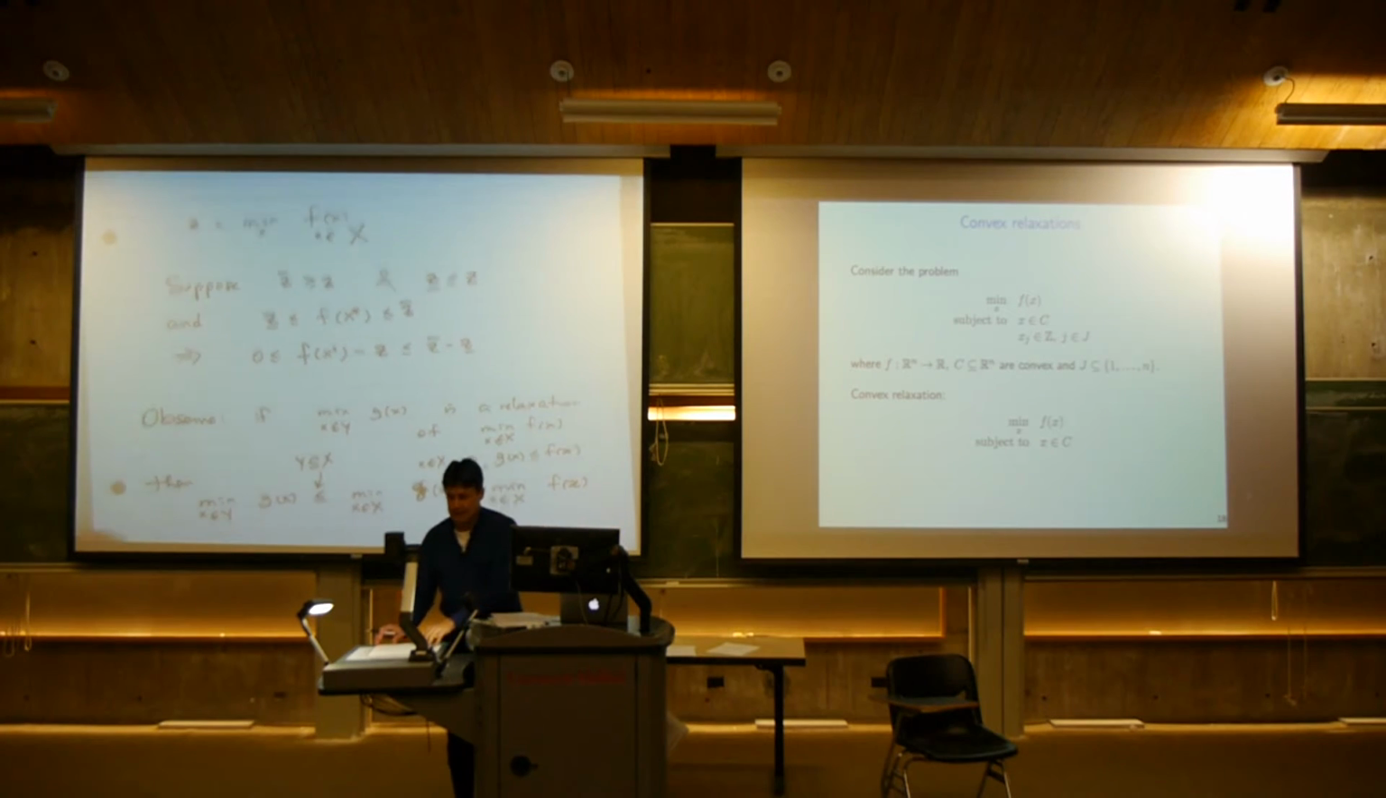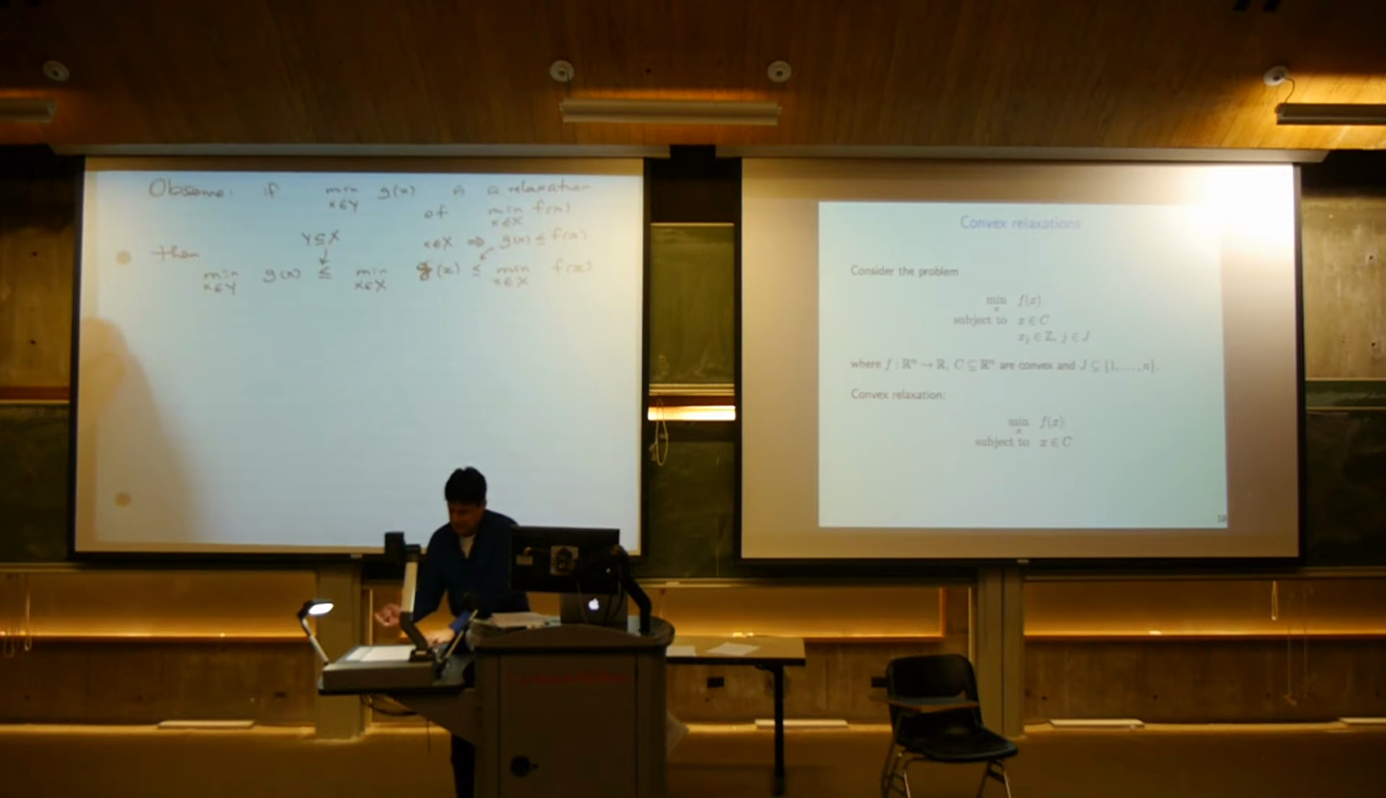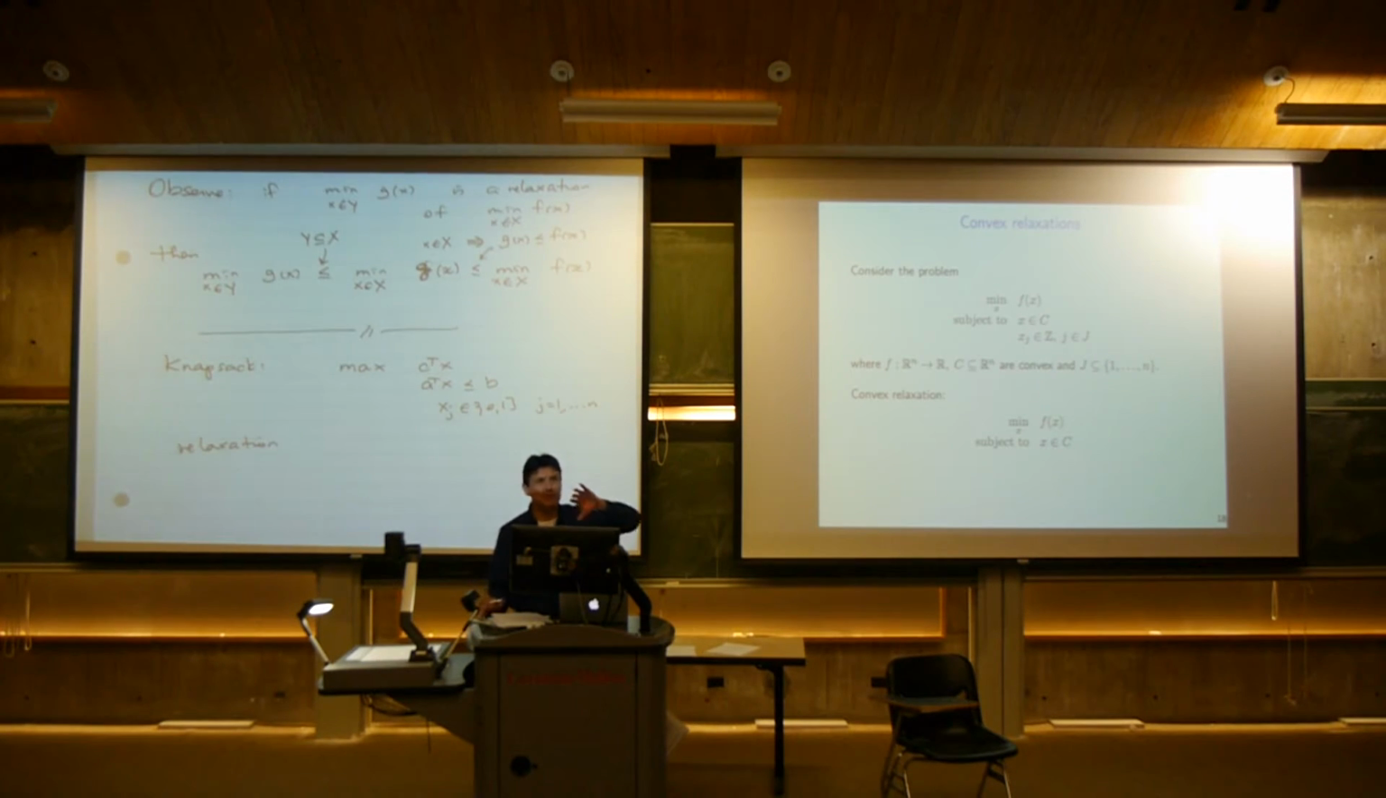So in particular, here is an example. If we look at the knapsack, we have max cx, Ax less than or equal to b, x_j in {0, 1}. The relaxation, in this case, is max, right? So the relaxation is going to be the opposite. It's not going to be a lower bound, because, instead of minimizing, I'm maximizing.